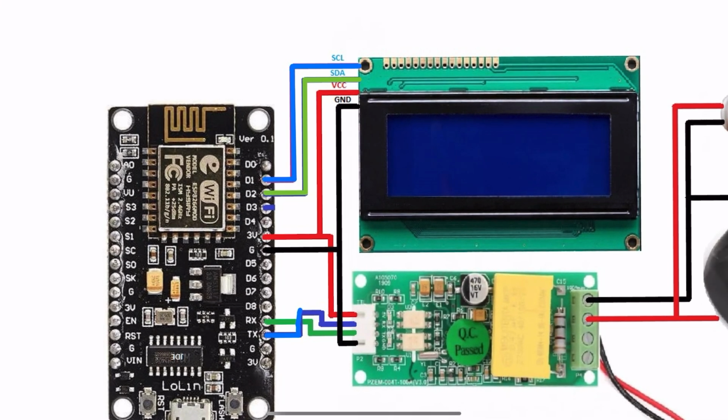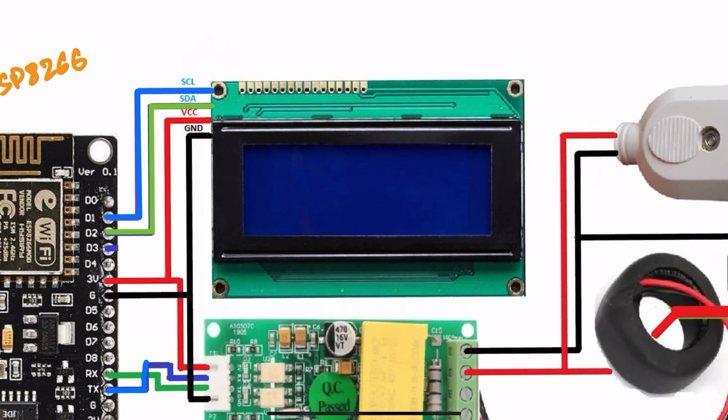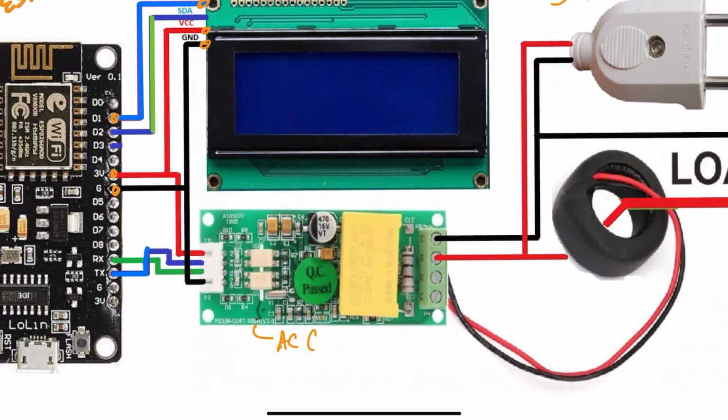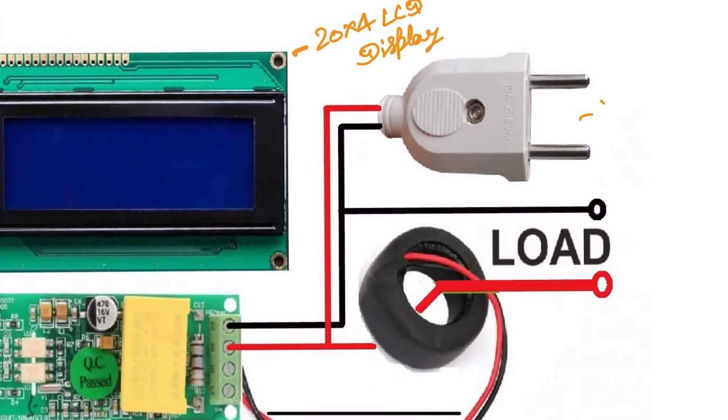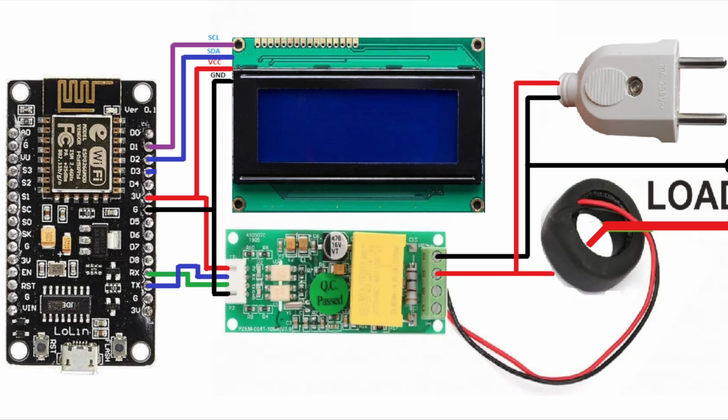In this circuit diagram, I use the NodeMCU microcontroller board, a 20x4 LCD display, and the PZEM. This one is the ESP8266 microcontroller board, and here I use this 20x4 LCD display. This one is the AC current sensor. It measures current, voltage, watts, frequency and power factor. It works on UART, so the TX and RX pins are connected to the microcontroller's TX and RX pins. This one is a 230 volt AC plug, and here I just connect the load.